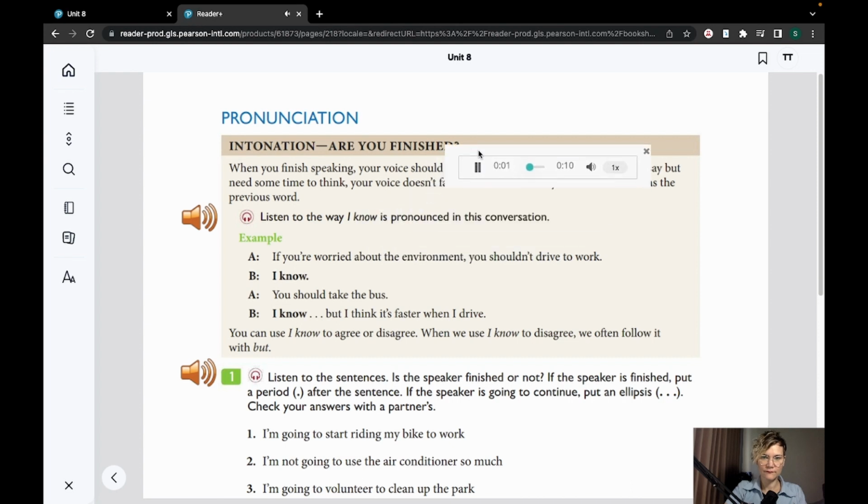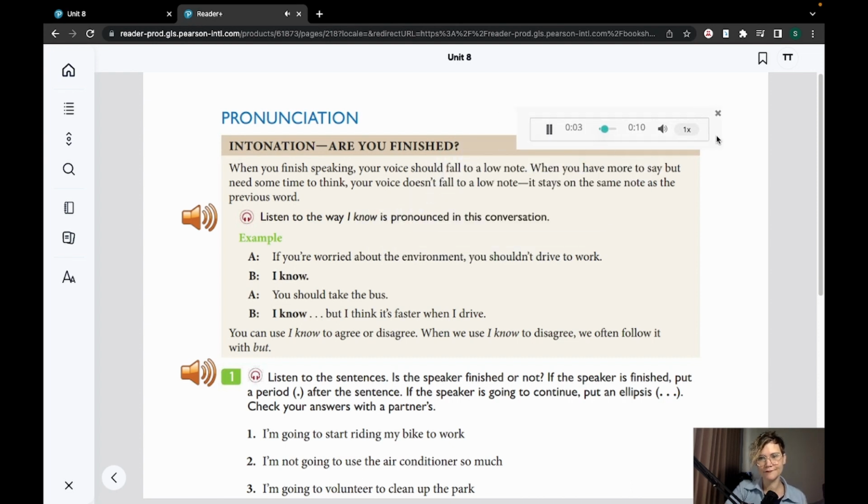If you're worried about the environment, you shouldn't drive to work. I know. You should take the bus. I know. But I think it's faster when I drive. Now you hear a clear intonation here, yeah?